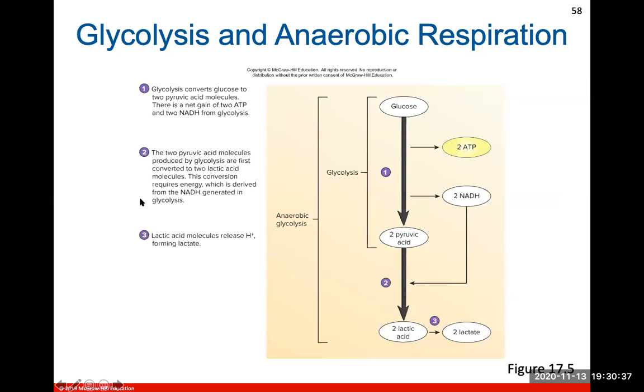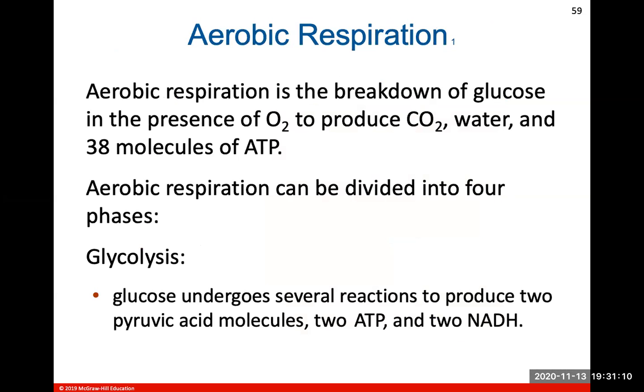So this just shows glycolysis and anaerobic respiration. It converts glucose into 2 pyruvic acid molecules, and there's a net gain of 2 ATP out of glycolysis. The 2 pyruvic acid molecules produced by glycolysis are first converted to 2 lactic acid. This conversion requires energy, which is taken from NADH, and the lactic acid molecules will release hydrogen ions, forming lactate. So this is glycolysis and anaerobic respiration in the absence of oxygen.